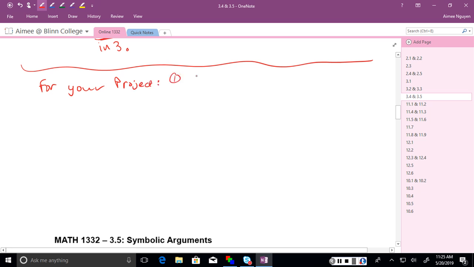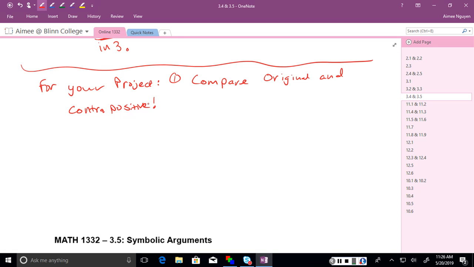Step number 1, compare the original and contrapositive. If they are not both true, then neither is a valid statement. They both have to be true, right? If they're not both true, then neither is a valid statement.